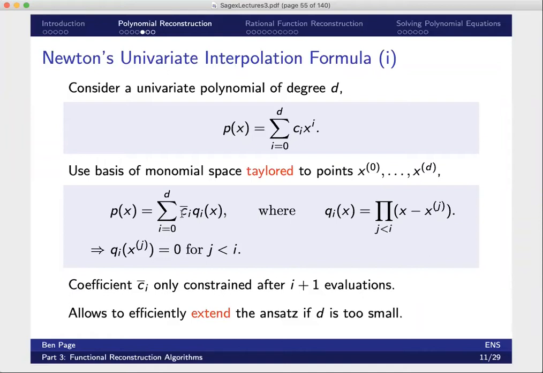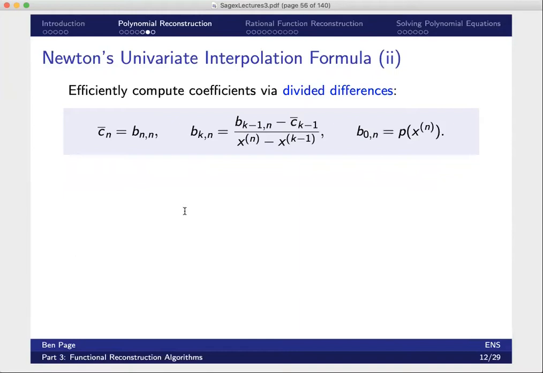So this kind of ansatzing procedure, you can actually wrap up into a simple algorithm where we can compute the coefficients here, C bar N, via divided differences. Essentially you can write it in a recursive manner, which might be useful if you want to implement this sort of thing in Mathematica, which likes recursion.